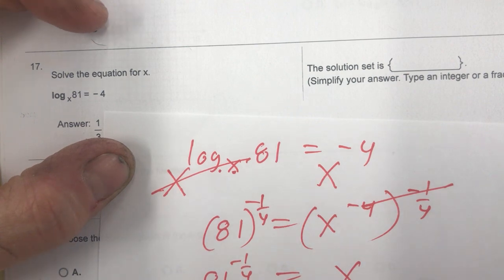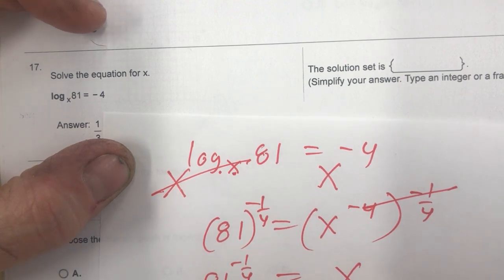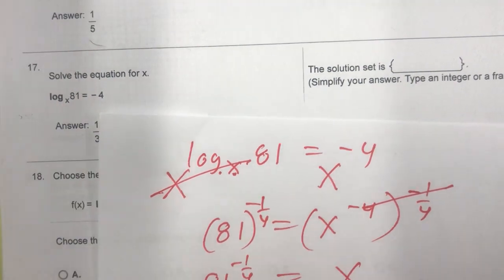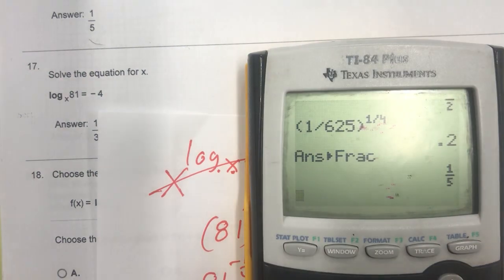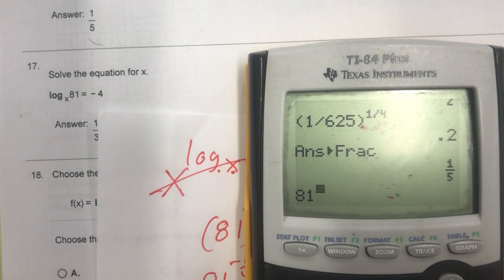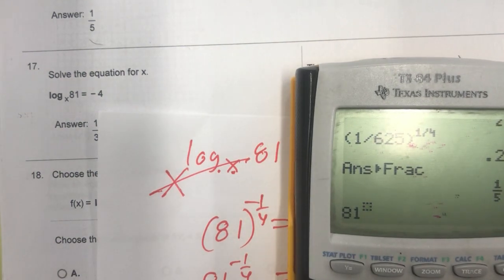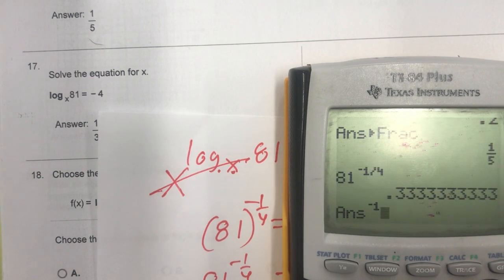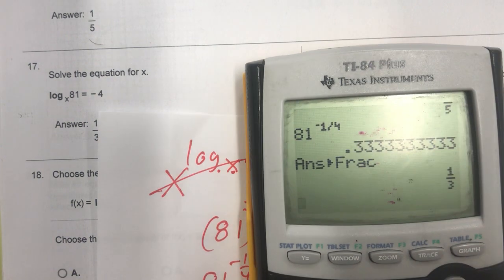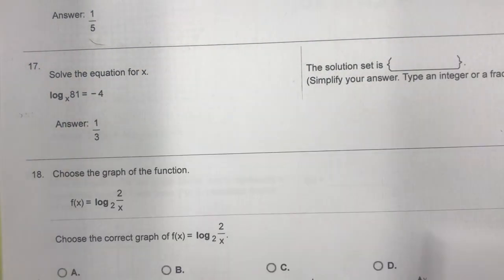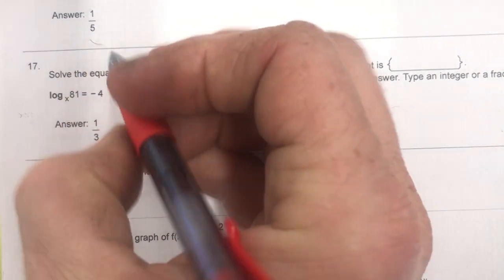1/3, I think. I think it's 1/3. Let me check, 81 to the negative 1/4. Oops. Yeah, I think it's 1/3. Yeah. Well, I had the answer right there. I could have just looked at the answer.